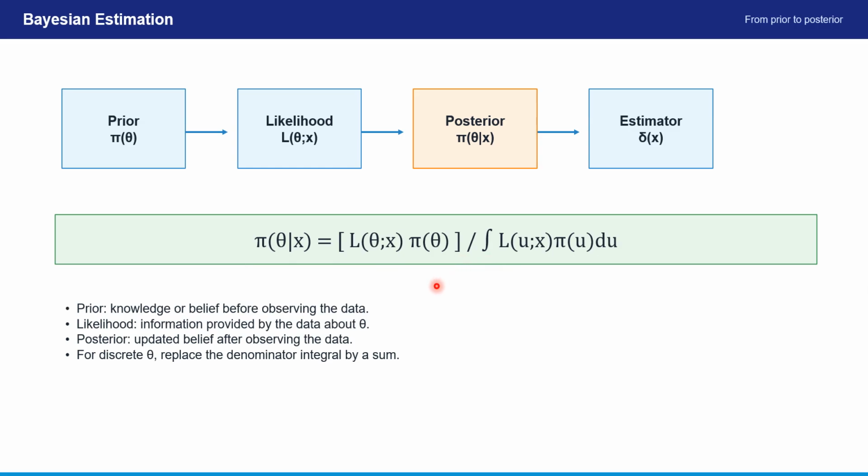The short form is: posterior is proportional to likelihood times prior. This is the Bayesian version of Bayes' theorem. The prior represents information before the data. The likelihood represents information from the data. The posterior represents updated belief after the data. This is different from MLE. In MLE, theta is fixed, and we choose the value that maximizes the likelihood. In Bayesian estimation, theta has a distribution, and uncertainty about theta is described by the posterior.